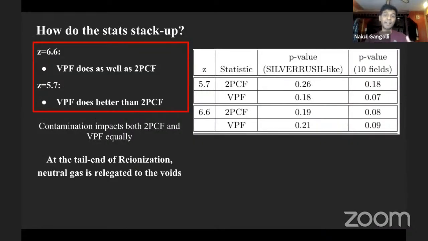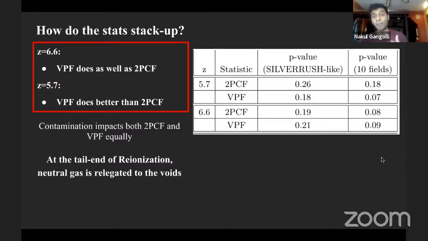And so now, to come back to the last question of how do these statistics stack up? Which ones are most adept at answering how much neutral gas there is? While the peak probability function doesn't do as well, we'll compare the void probability function to the 2-point correlation function, which is currently the most popular probe used today. It's kind of the gold standard right now. And what we do is we assume 2 different survey strategies: a Silver Rush-like survey where we sample 4 to 5 fields at a time, and a 10-field survey where we sample 10 fields.